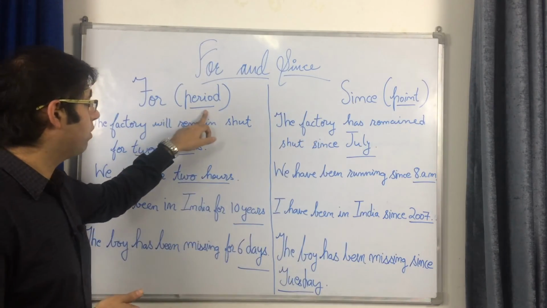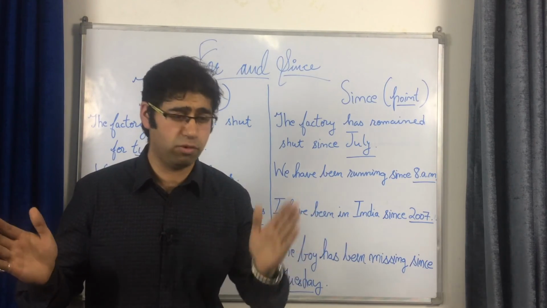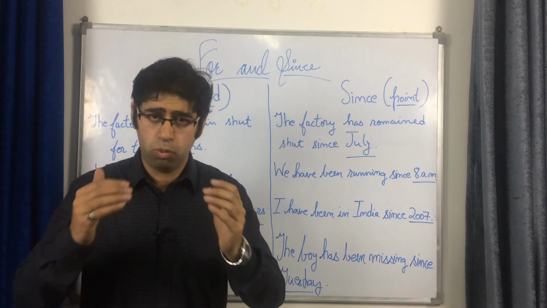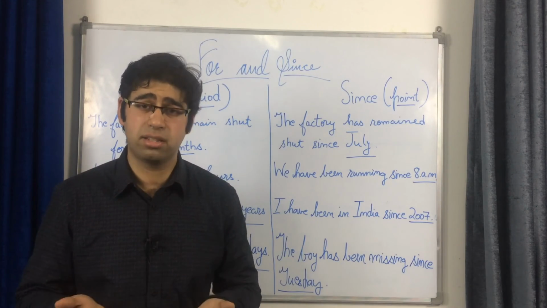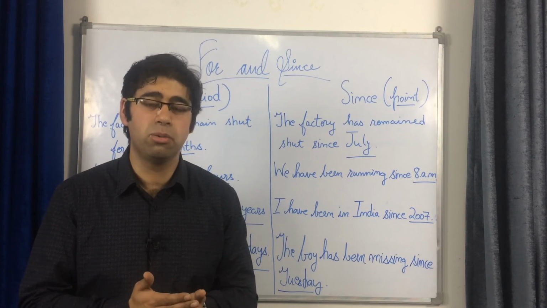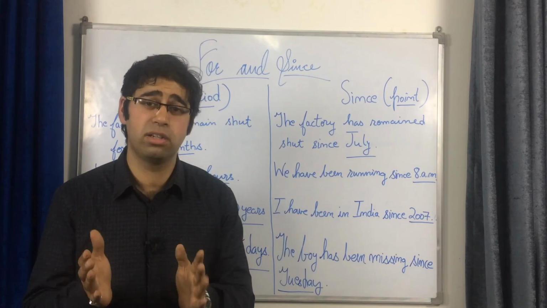Coming to period first. Period is a duration in time. It's a stretch in time from one point to another. What it does tell you is for how long an event lasted. But what it doesn't tell you is when it began. So that's the quality of a period in time.